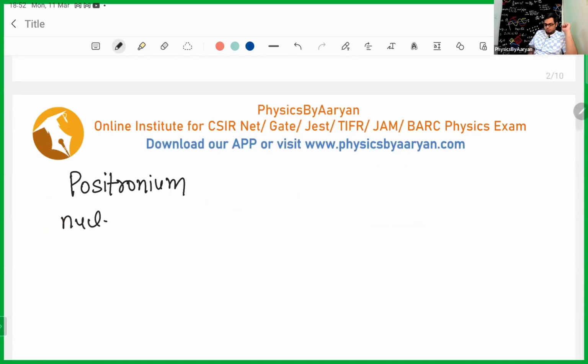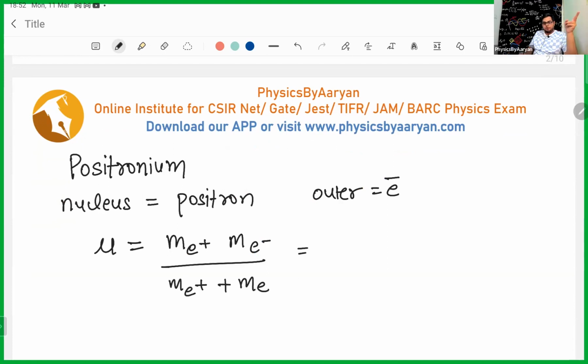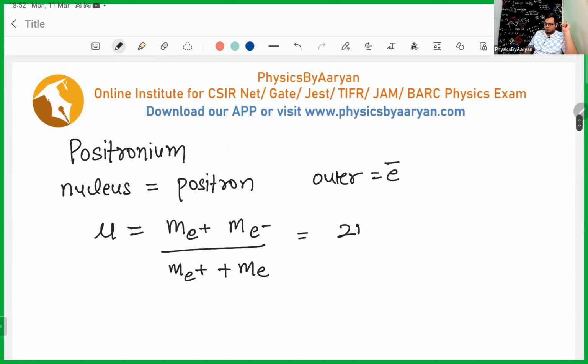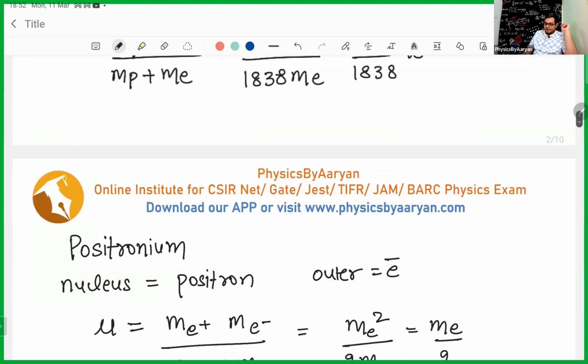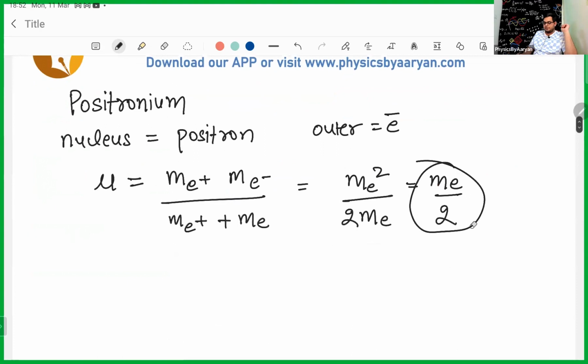Who is your nucleus now? Nucleus now is positron. And who is the outer particle? Outer particle is electron. So now what will your reduced mass be? Now your reduced mass will be mass of positron into mass of electron divided by mass of positron plus mass of electron. Now mass of positron and mass of electron are the same, so on top what will come? 2 times me electron squared divided by 2me. So this will be me by 2. So in the first case my reduced mass was me. On the other hand, in the second case my reduced mass is me by 2.